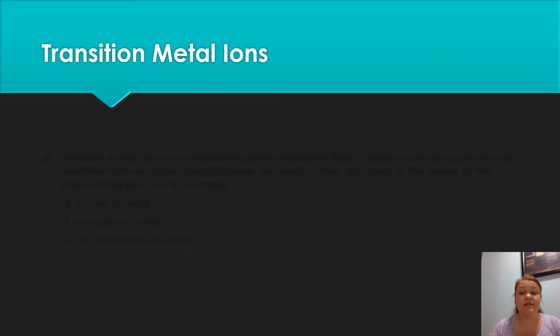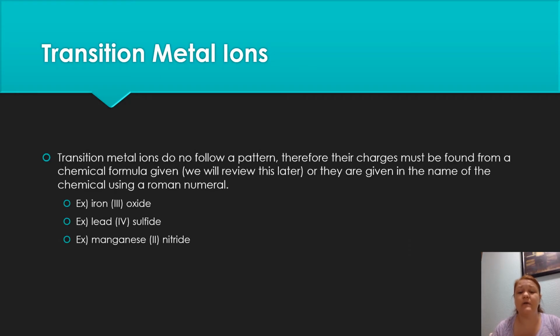All right, so transition metal ions, that center group in the periodic table. Transition metal ions do not follow a pattern. Therefore, their charges must be found from a chemical formula given, and we'll review this when we go over chemical bonding, or they're given in the name of the chemical using a Roman numeral. So we'll do a quick review on that right now.